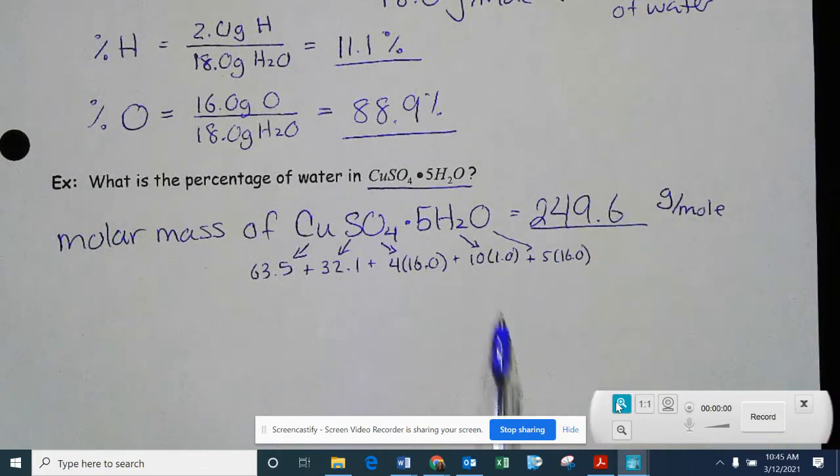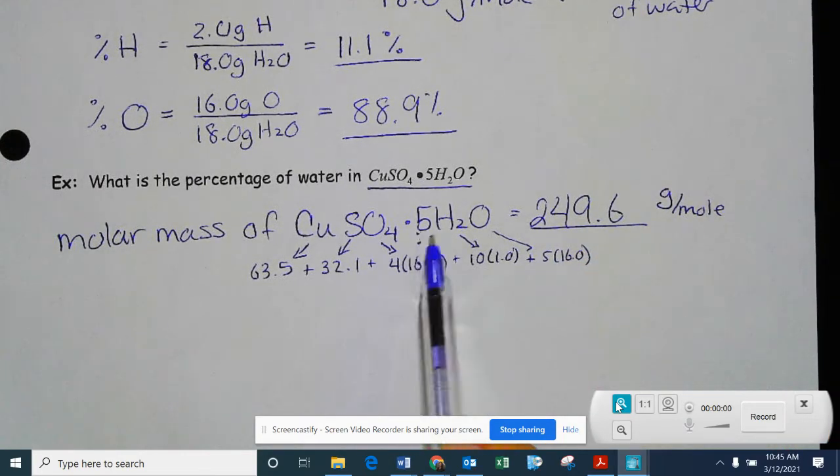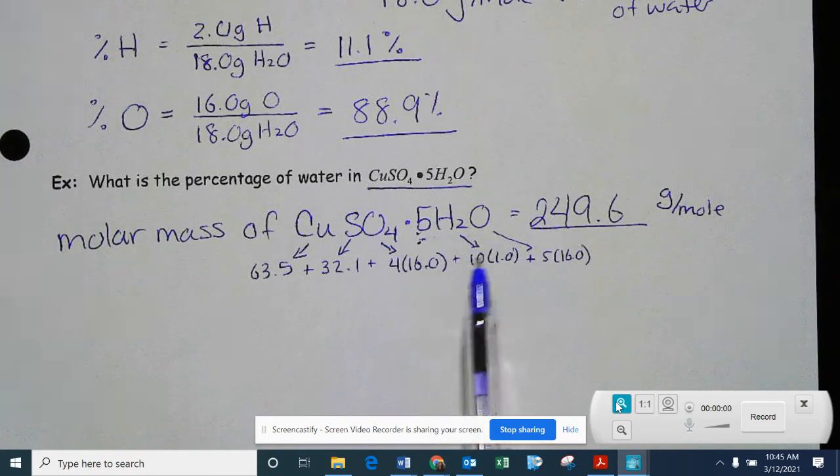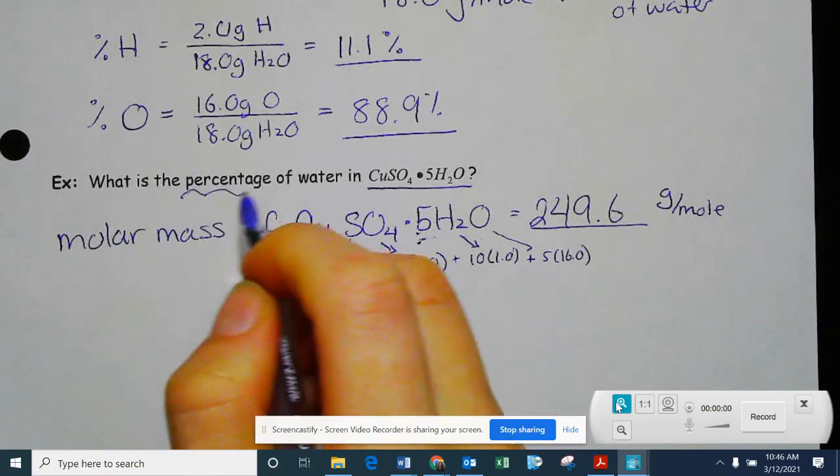So just make sure you're really paying attention to this 5 waters. I think that throws a lot of people off with the hydrates. Okay, so 249.6 grams per mole. Oh, right, sorry. We're looking for the percentage of water.